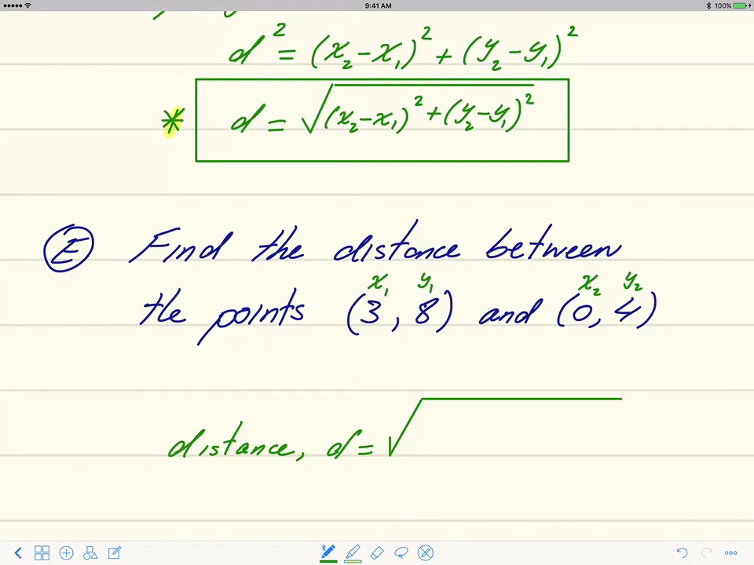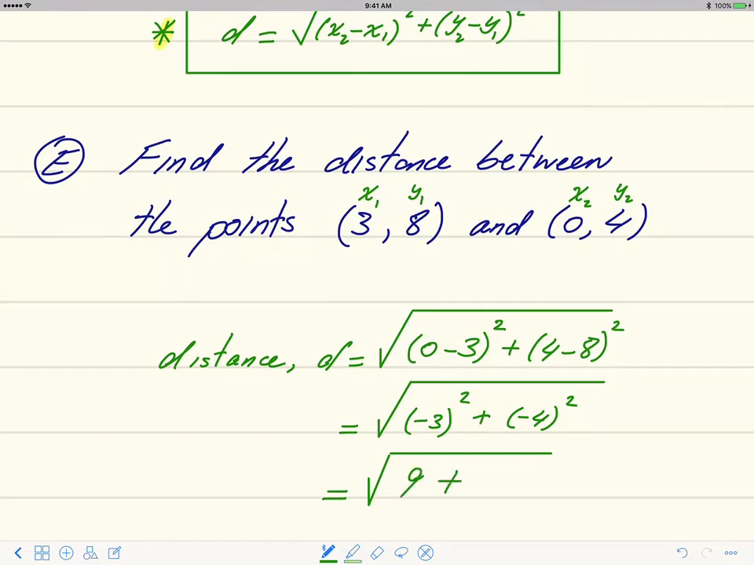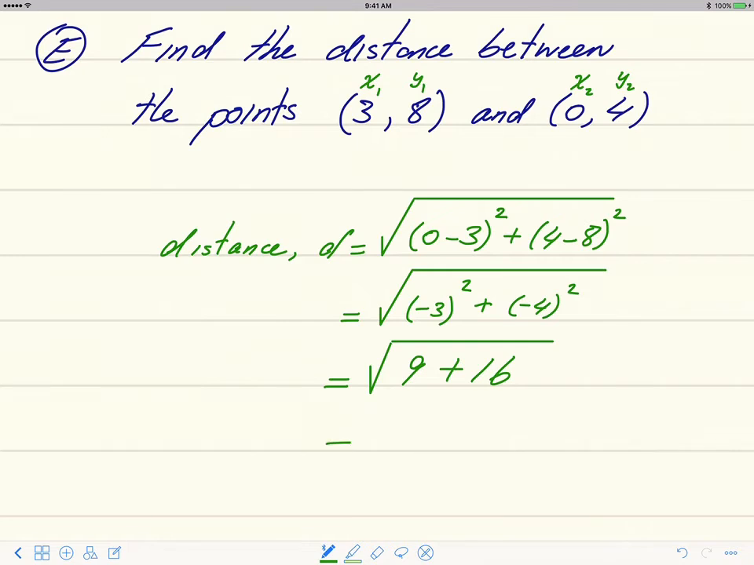So the difference in the x's, so that's 0 minus 3, and that quantity squared, plus the difference in the y's, so 4 minus 8, and that quantity squared. Now remember to use the order of operations. So here, the square root comes last. The first thing we're going to do is the operations inside, so we have negative 3 squared plus negative 4 squared. Okay, so then we'll do the exponents. Negative 3 squared is 9, plus negative 4 squared is 16. So we have the square root of 25, and of course the square root of 25 is 5. So in this problem, the distance between those 2 points, d, is equal to 5.